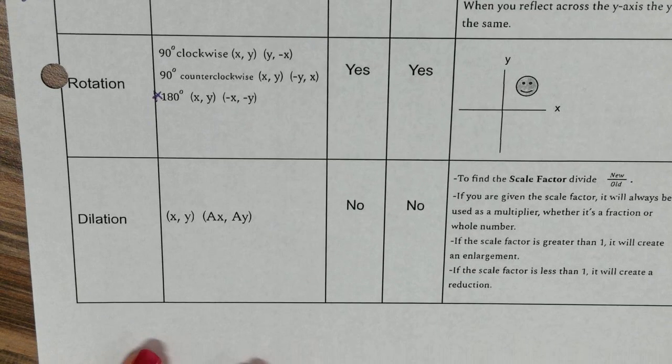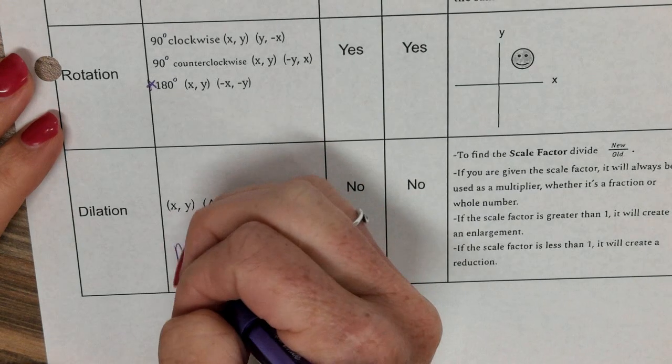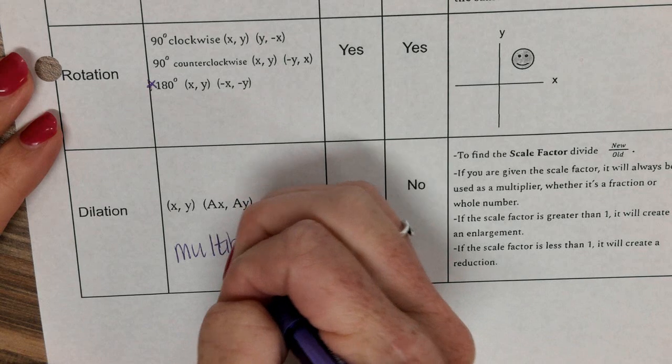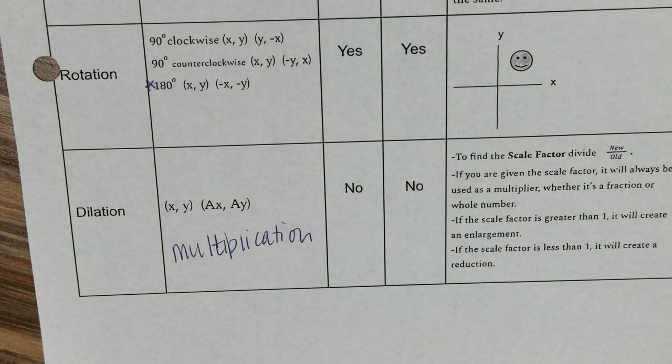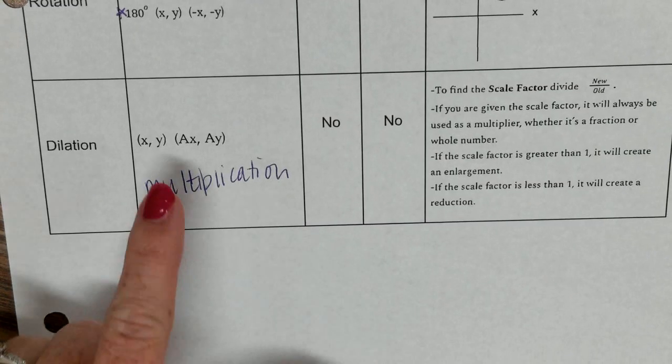All right. A dilation is a multiplication rule. Write it down. They're probably going to ask 3 questions over dilations alone. They are going to ask a lot of questions on dilations.